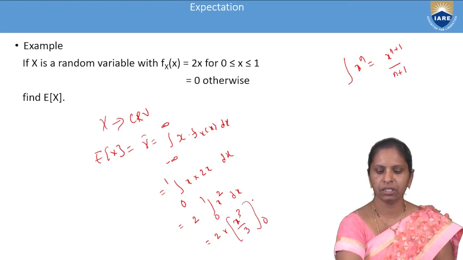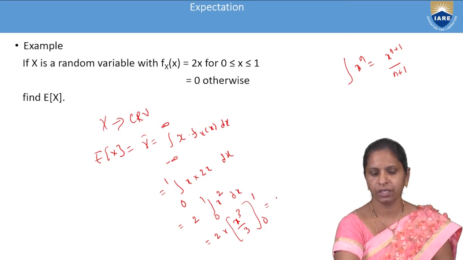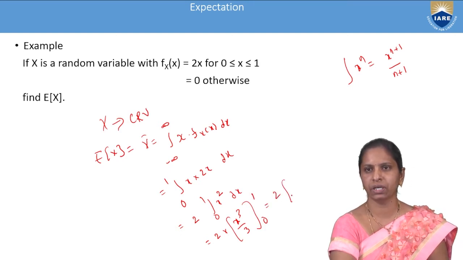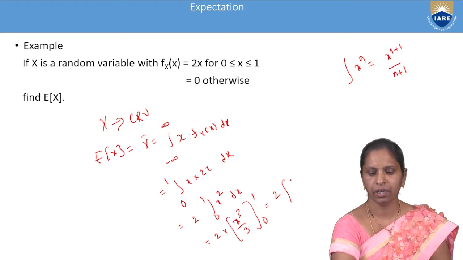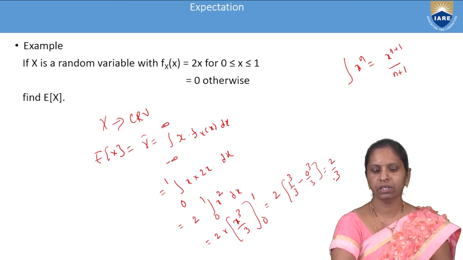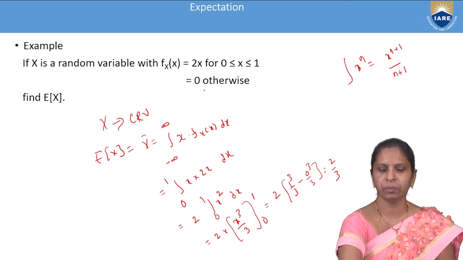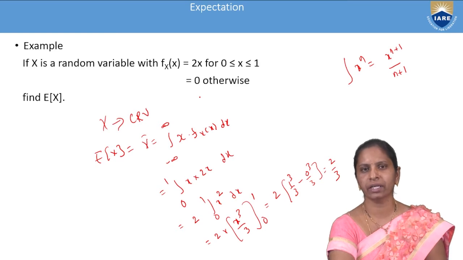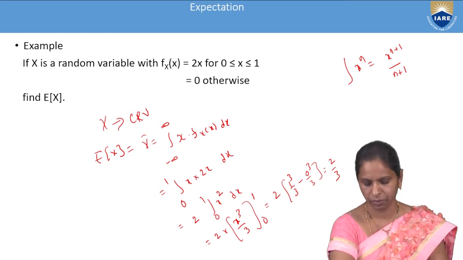And what are the limits here? 0 to 1. So that equals 2 into, first you substitute the upper limit, so 1 by 3 minus, in place of x I have to substitute the 1, so 1 cube by 3, nothing but what? 1 by 3. Minus, what is the lower limit? 0. So 0 cube by 3. That equals 2 by 3. So this is the expected value of this random variable x. And what type of random variable is this? In this example, you have taken a continuous random variable.